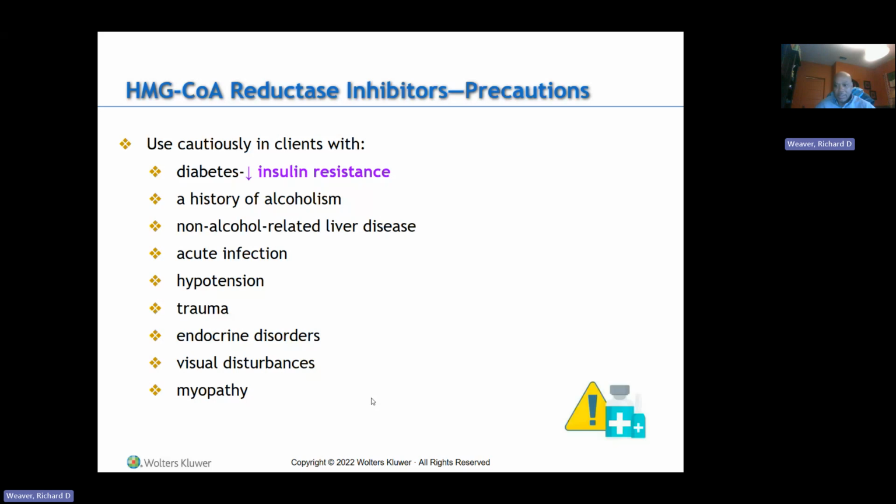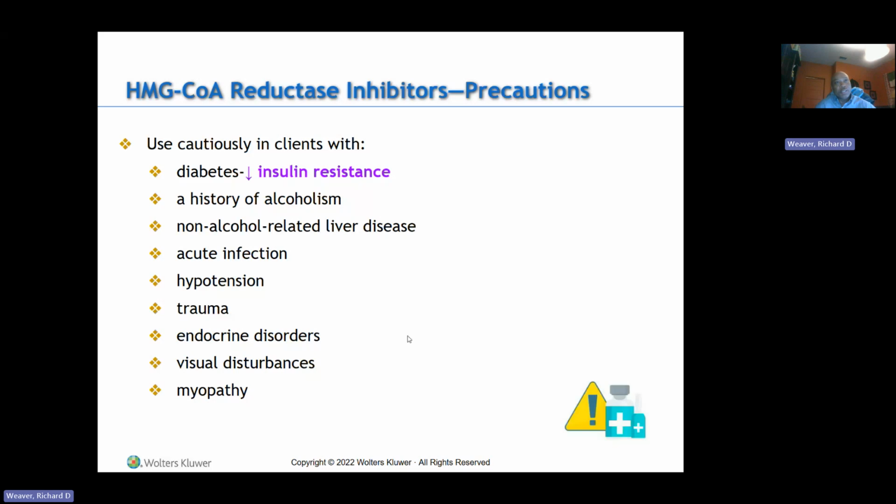Non-alcohol related liver disease. So those patients who have liver disease, but it doesn't have anything to do with alcohol. So we have to be careful with those patients. Acute infection, hypotension.